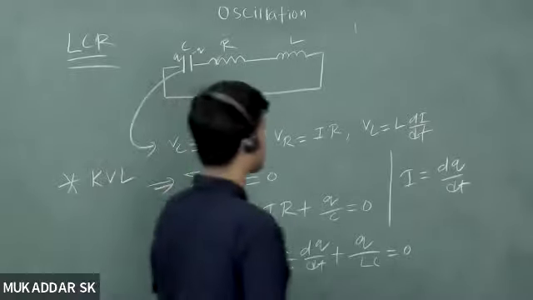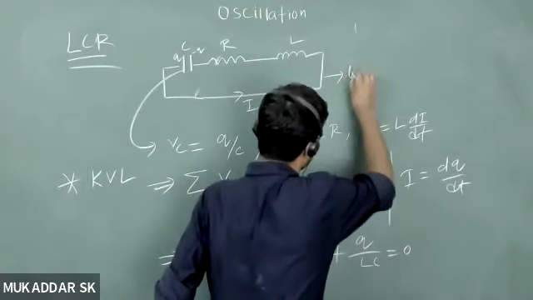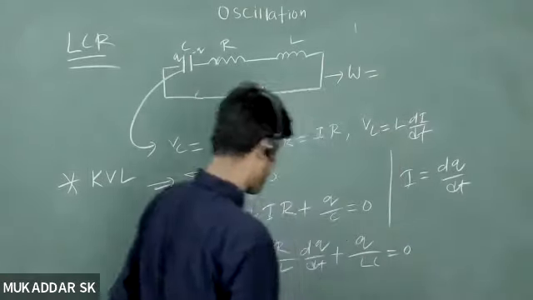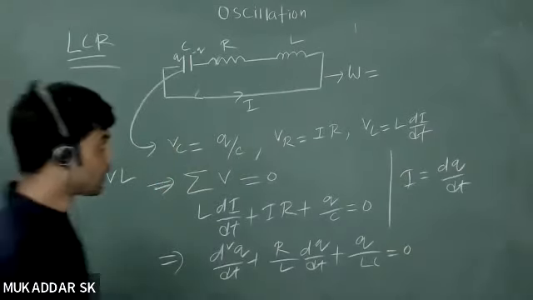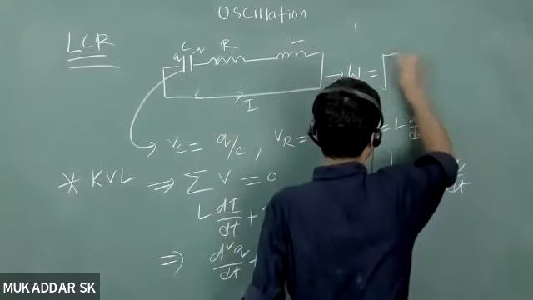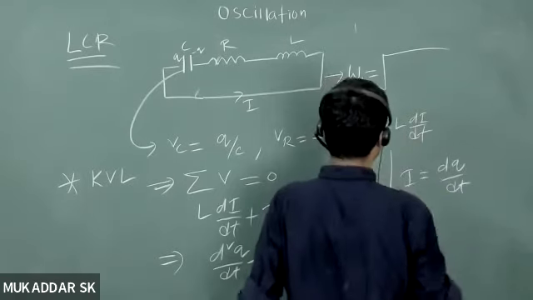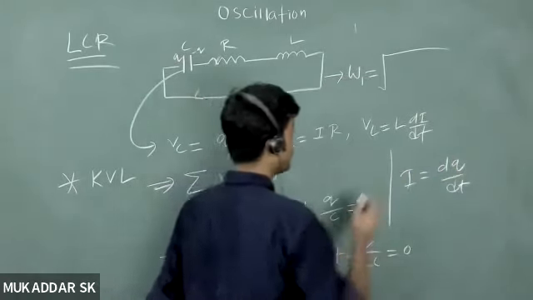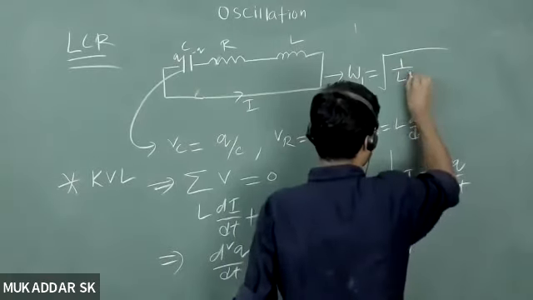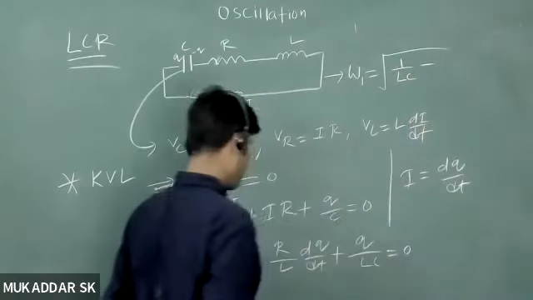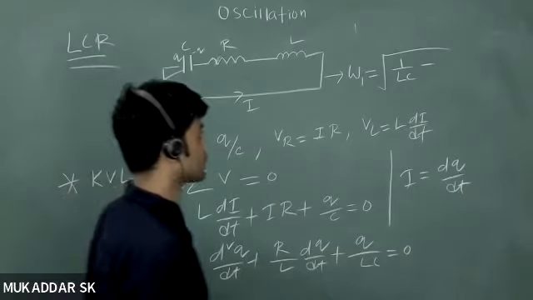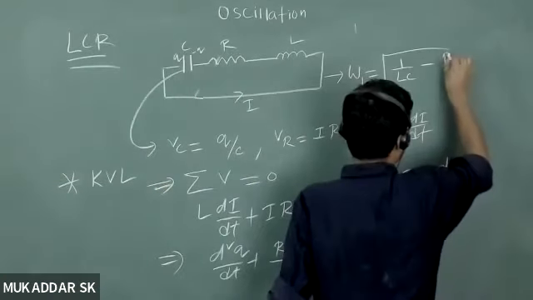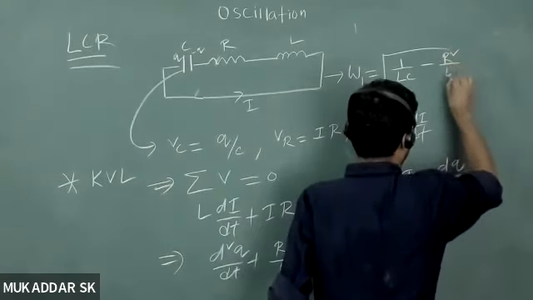Now what will be the frequency of oscillation? Anyone? So if you remember, the frequency of oscillation omega 1. So omega 1 was how much? Omega naught square minus beta square. So what about omega naught here? 1 by LC. And beta square, we have beta here, so that will be R square by L square.